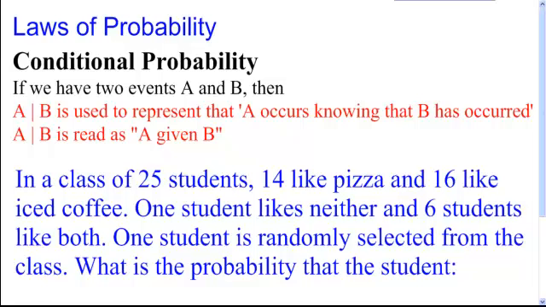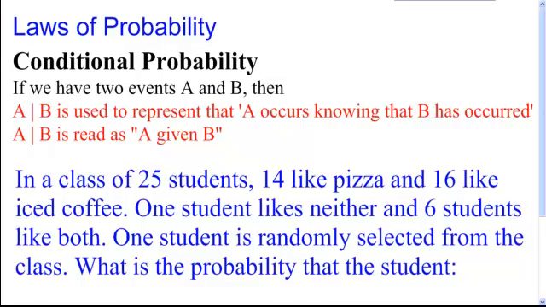Then we start looking at conditional probability. You saw an example of this early on. If we have two events A and B, then A bar B is used to represent that A occurs, knowing that B has happened. So B has to happen, and then we find the probability of A based on that. When you read it, it says A given B. That's what that bar means.